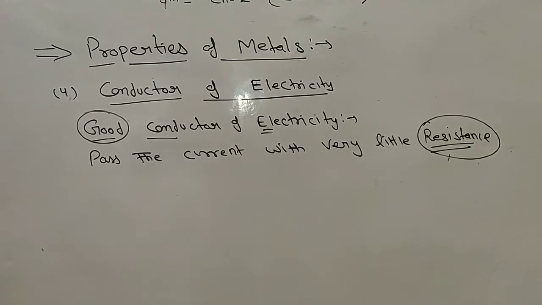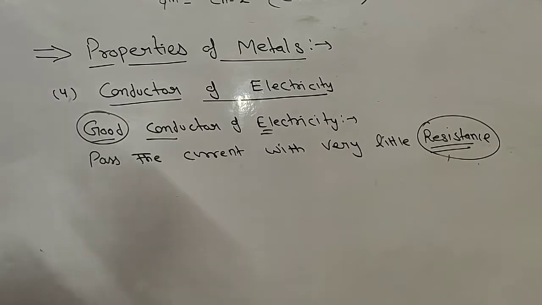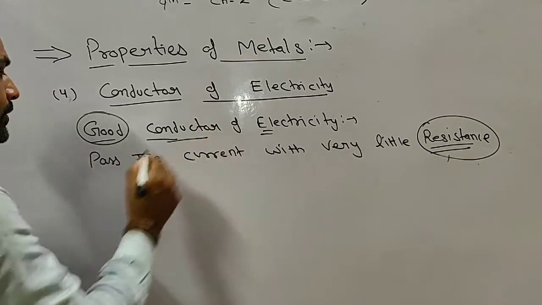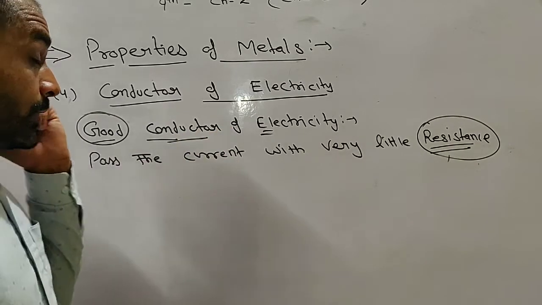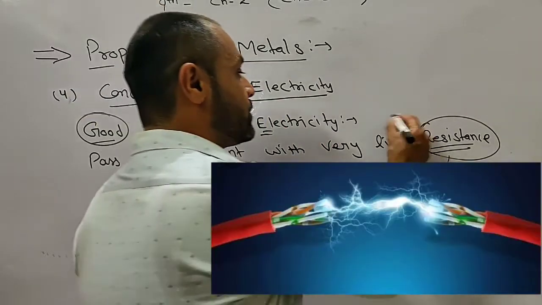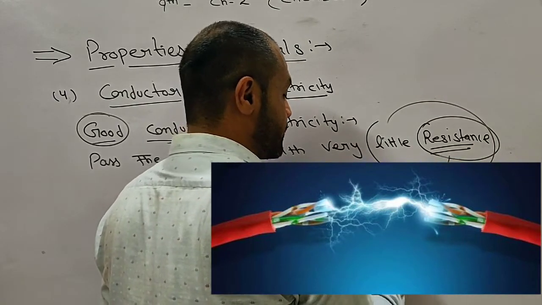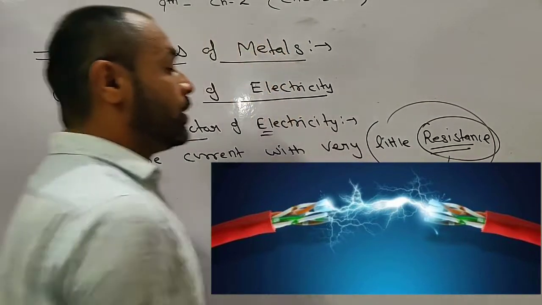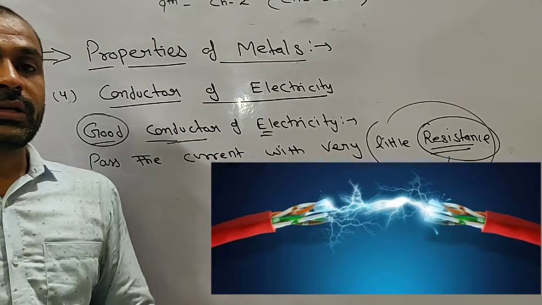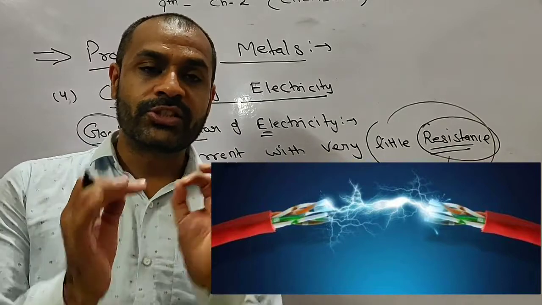So the fourth property is good conductor of electricity. So metals are good conductors of electricity, means the current passes with very little resistance. Resistance means रुकावट, we can say. उनके अंदर से जब करंट पास होगा तो उसको बहुत कम रुकावट होगी, इजीली पास हो जाएगा, वेस्टेज कम होगा.